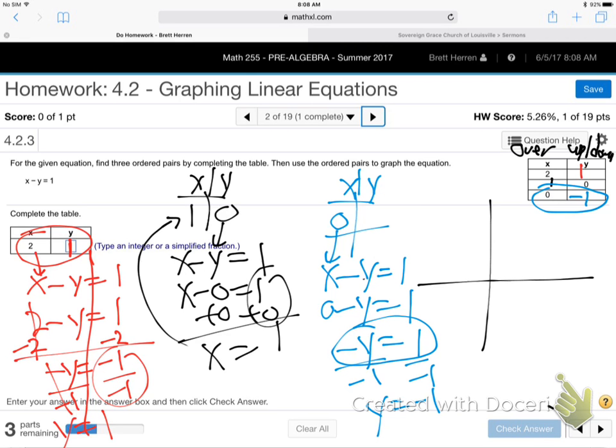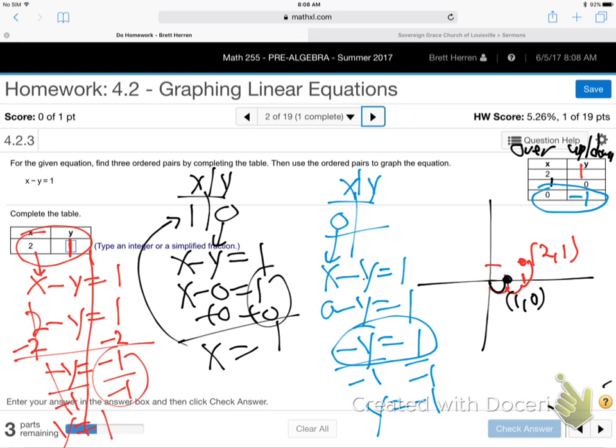So the first one, over 2, up 1. Over 2, up 1. Is that good? Over 2, up 1. Second one, the 1, 0, right? So find that dot. That's over 1, up 0. Everybody good there? That one's on the grid line because it went up 0.